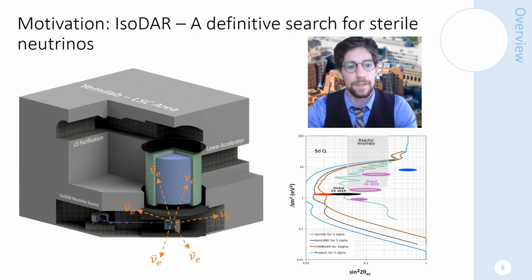Now, if you take these measurements and you put them in context with global fit data, you can see that we are sensitive to a very large space here in this delta m squared, that's the mass splitting, and the sine square 2 theta, which is the mixing angle. And you can see here indicated earlier and very new global fits for allowed regions where these sterile neutrinos could live. And you can also see that YEMI lab with ISODAR would cover this region very nicely.